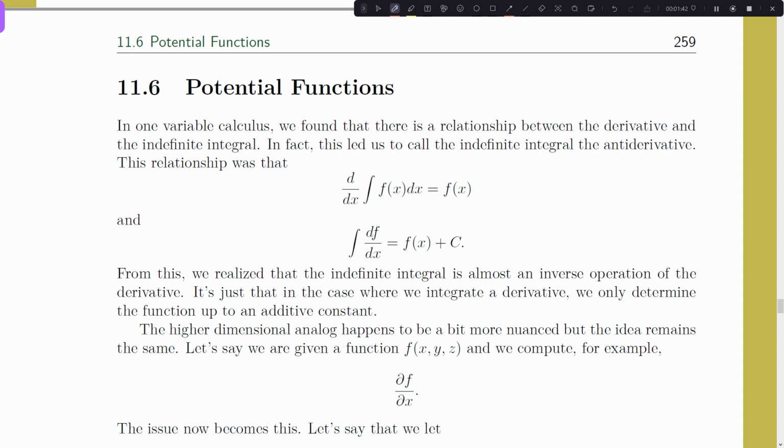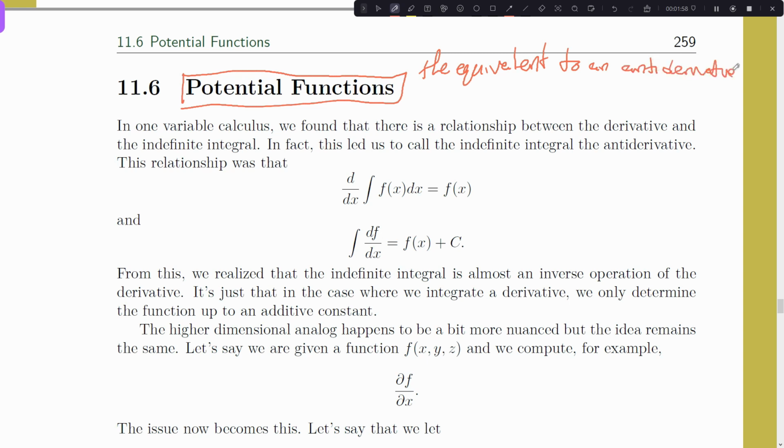And what a potential function is, is the equivalent to an antiderivative, but for vector fields. Okay, so the idea is, how could we take an antiderivative of a vector field in some sort of higher dimensional setting? And these are the potentials.